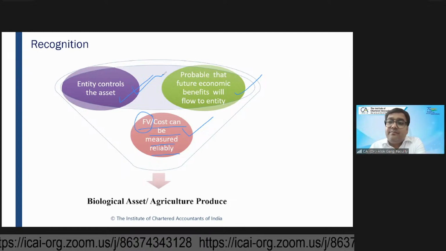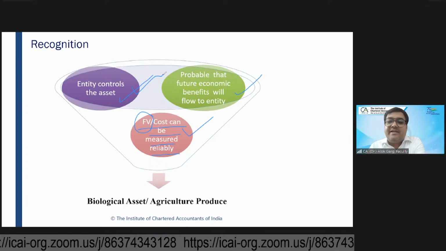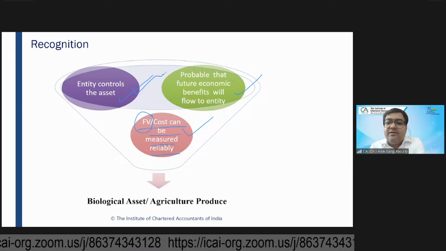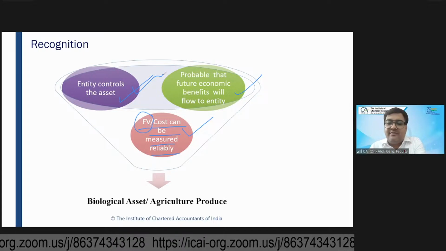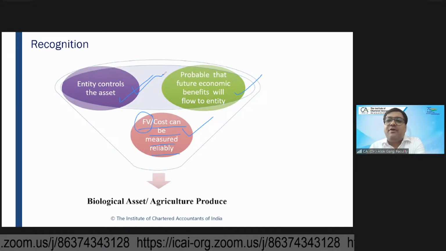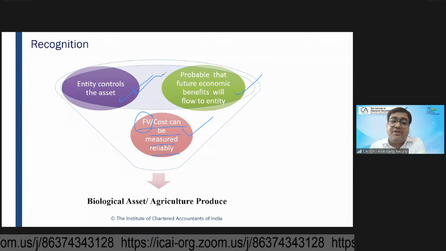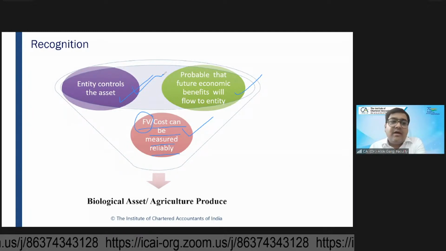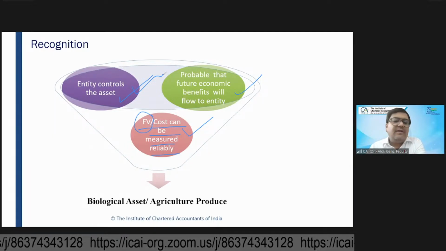Answer is yes. For every kind of asset, there is a particular market. So if you go to the veterinary valuer, he will check the breed of the dog and he will get the fair valuation done. A breed can be there.